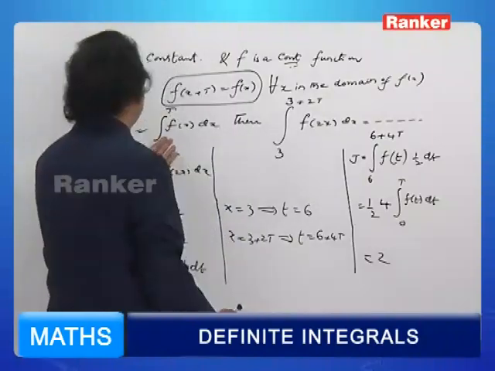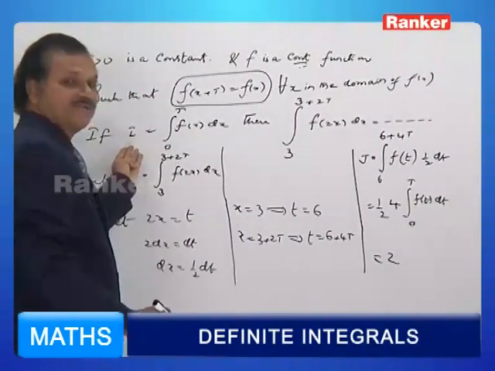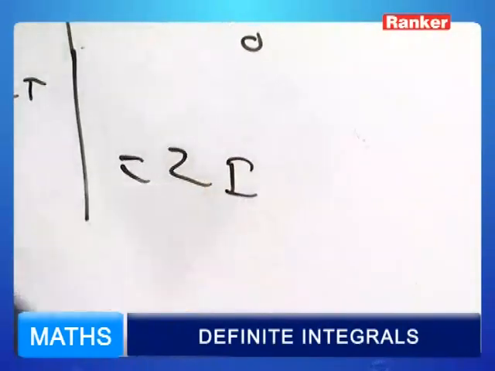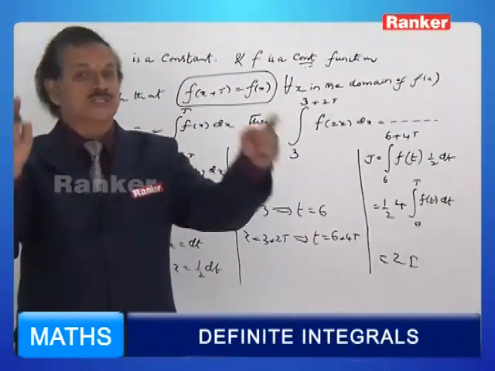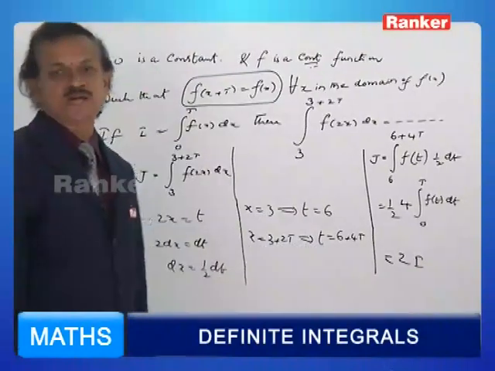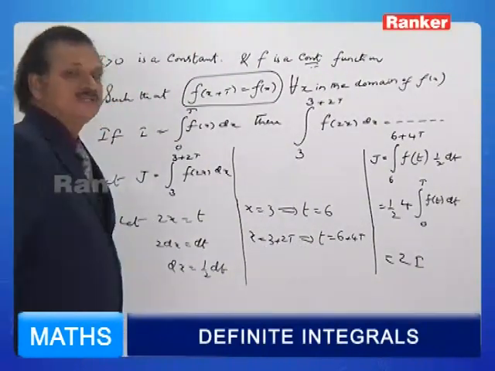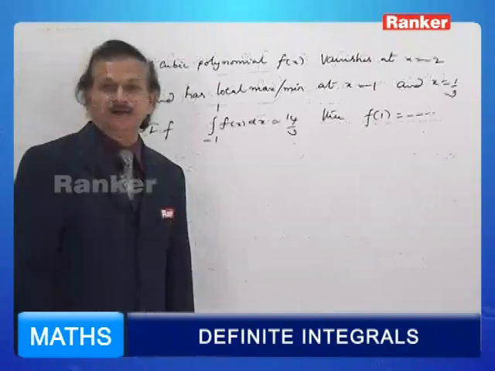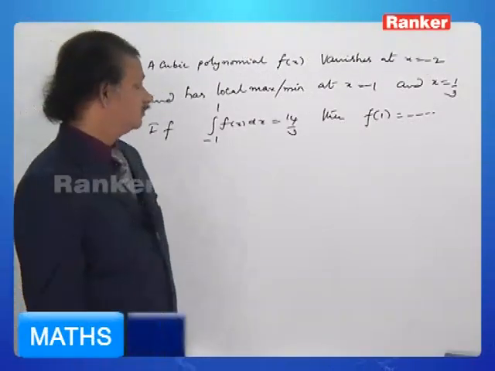The integral from 0 to t of f of x dx is given to be I. The final answer is 2i, and you choose that option in which 2i is present. Hence the answer is 2i. No doubt it's a beautiful question. You follow it. Let us now observe this question.